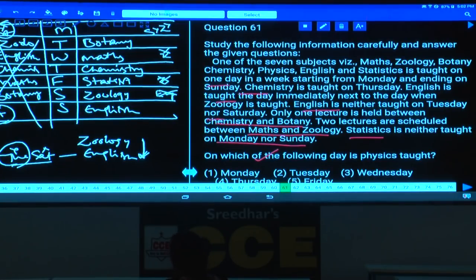Now we are left with only one case. As statistics is here, then what else is left over here? Physics. Now this physics must be on Monday. Done with this? Now this is about question number 61 to 65.